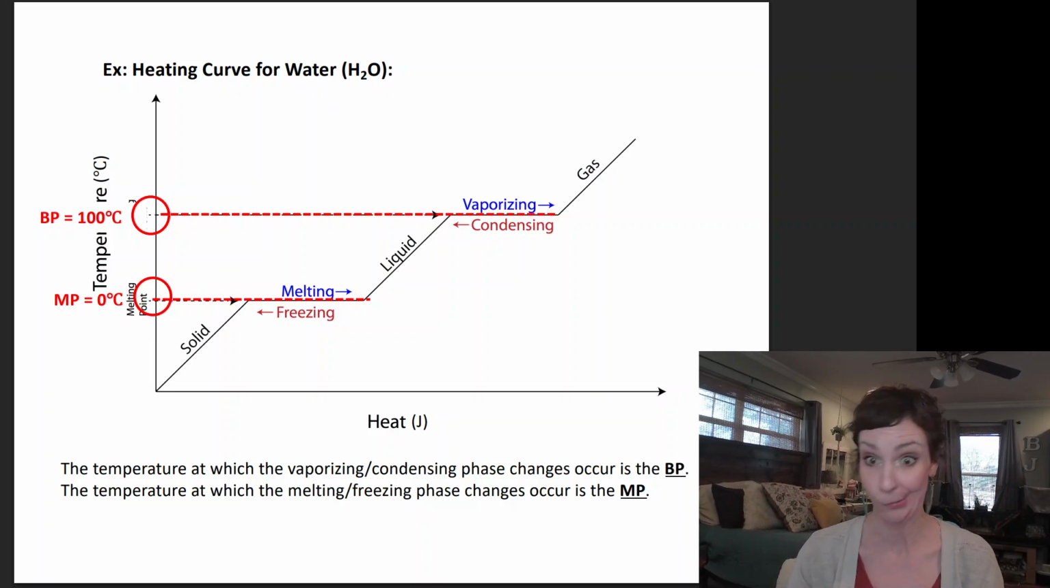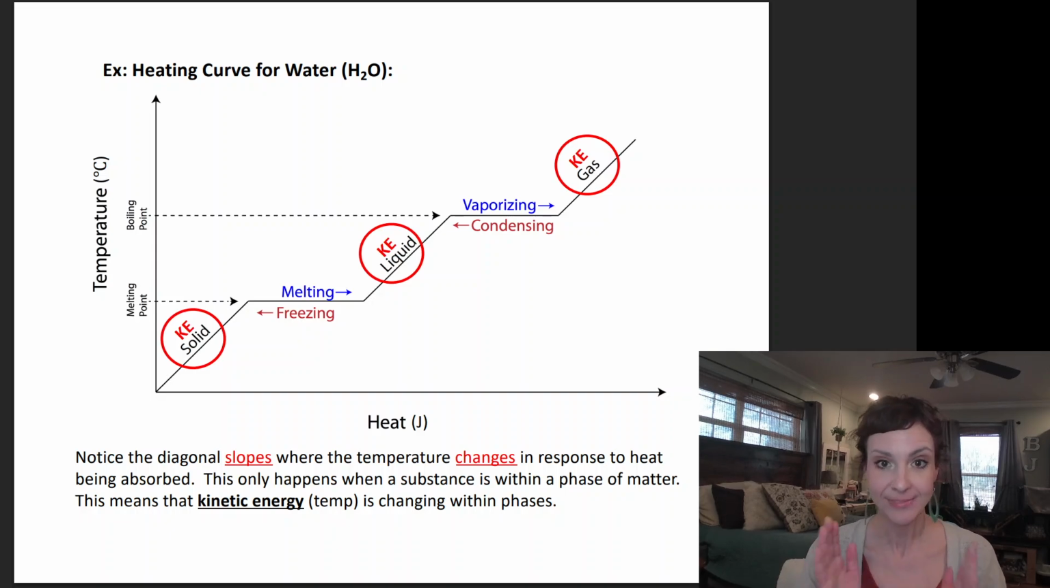So some really important information can be seen immediately from these heating curves. And as you can imagine, different substances are going to have different melting points and boiling points. So this is one of the distinguishing factors on why different substances' heating curves could look different, is where those plateaus occur. Okay, now I want to talk about the slopity slopes, the diagonal lines.